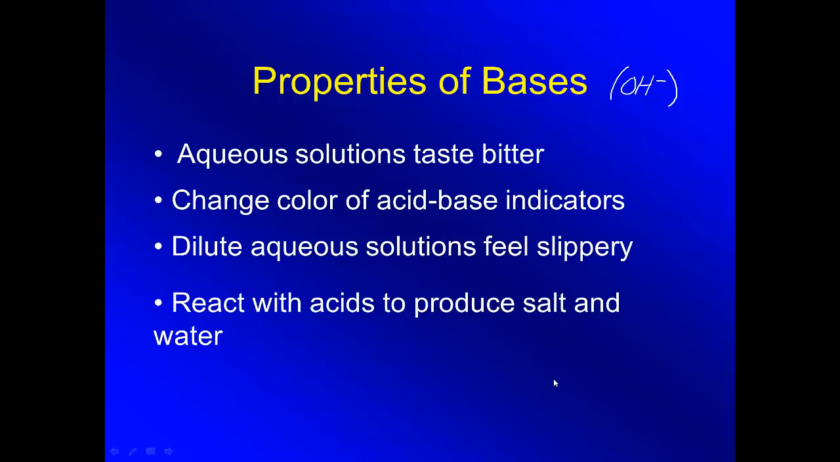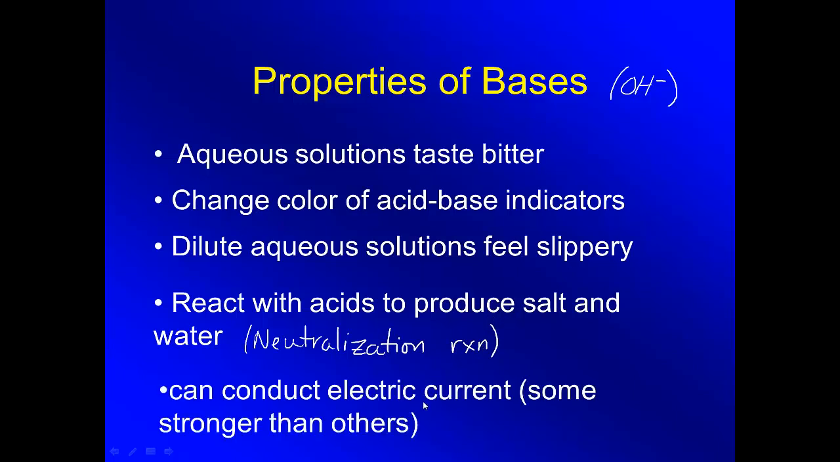They react with acids to produce a salt and water. Same thing, this is that neutralization reaction again. So you're going to see definitely some common ground between acids and bases. And then the last one, again, they can conduct electrical current, and again, some stronger than others. This is all about their solubility rules. And so if it is soluble, then you're going to get more ions. Those that are slightly soluble or insoluble, you're not going to get nearly the ions, and we're going to classify the same thing, weak or strong.